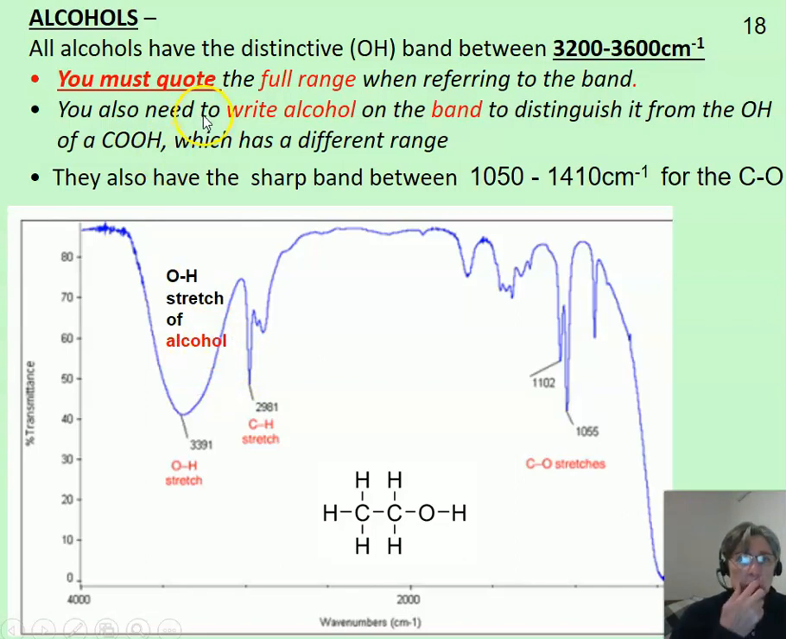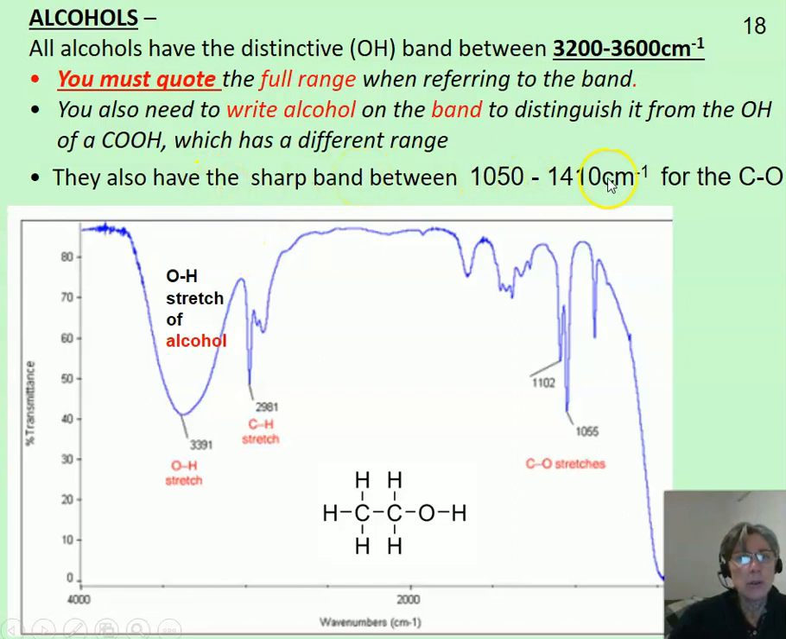Okay, so you must quote the full range, and you also need to write alcohol on the band to distinguish it from the hydroxyl group that you find here. So this OH, if they ask you to label the peak, then you must label here. Or if you put OH here, you would have to draw a line to show that it's this. Or draw a line to CH to show that it's this. Yep. So be really clear.